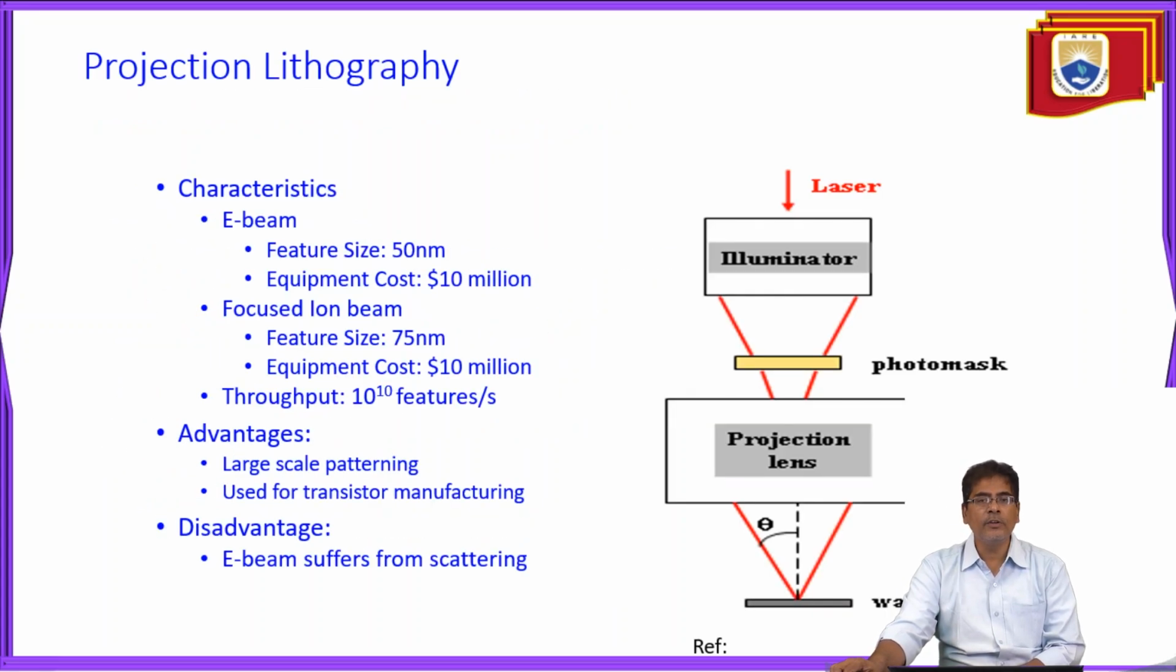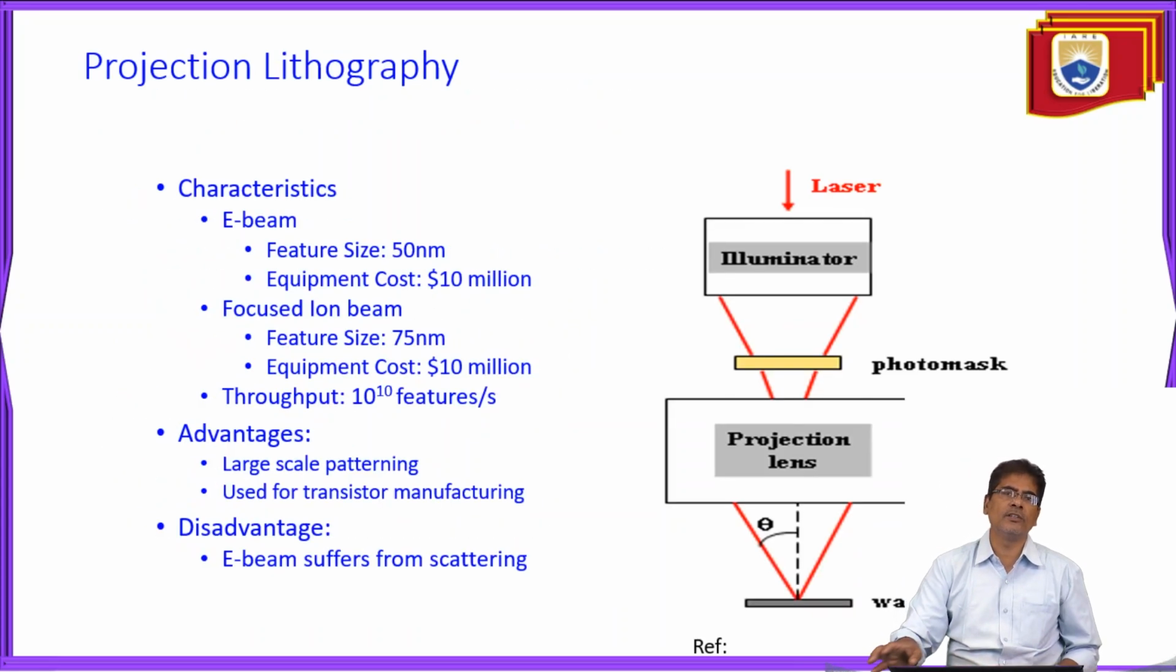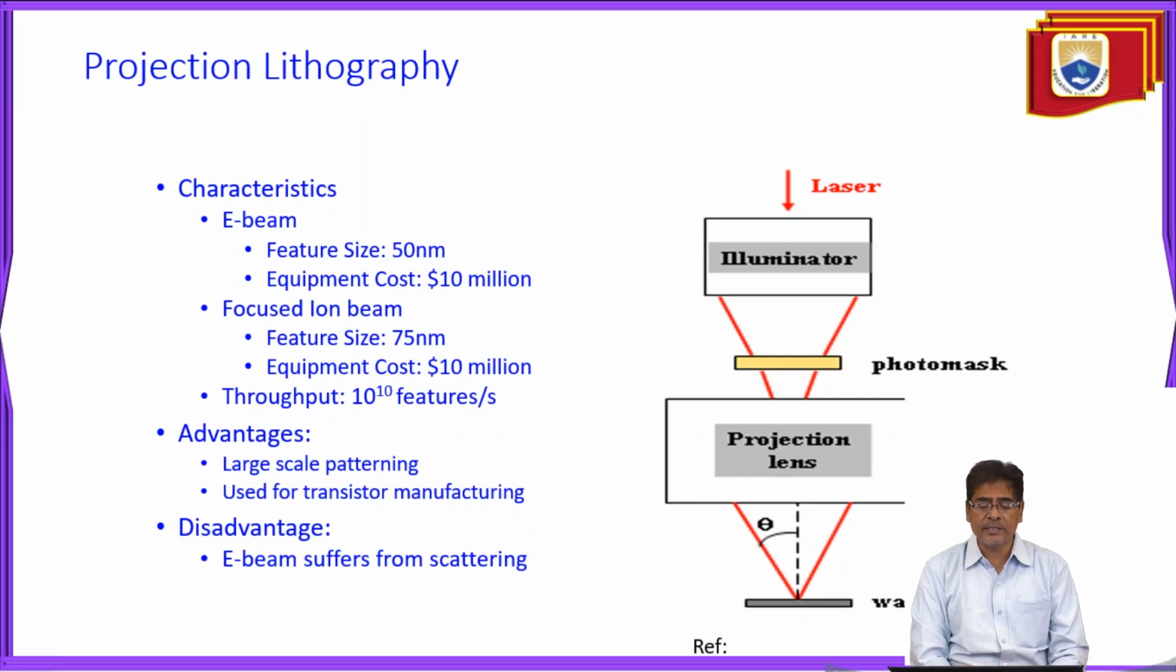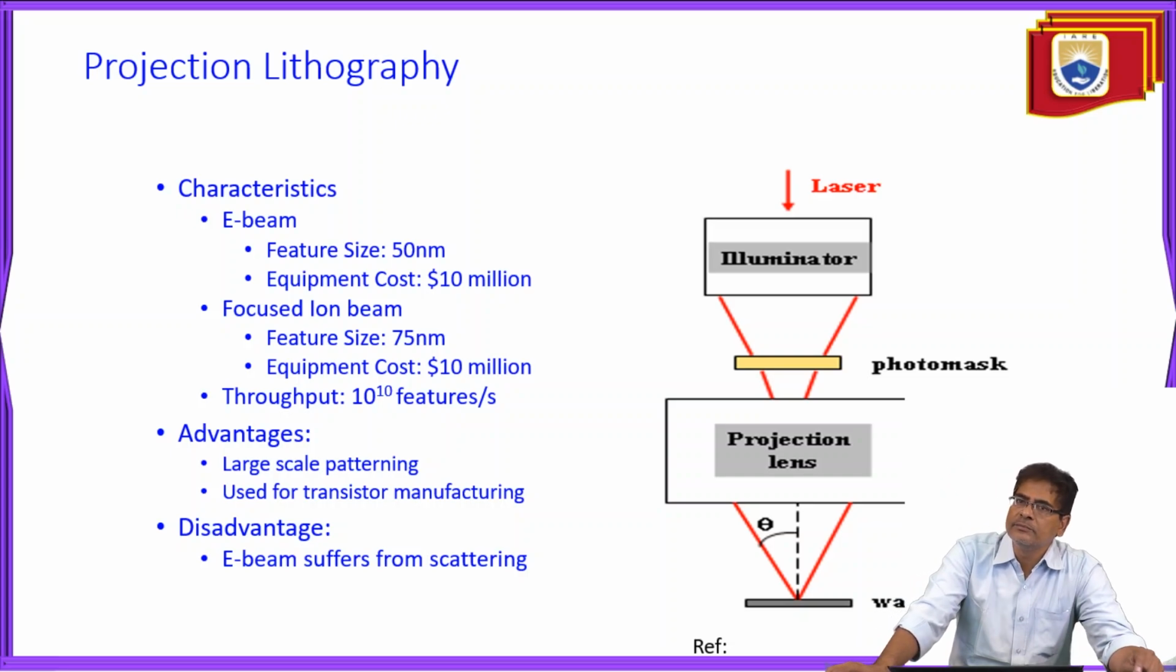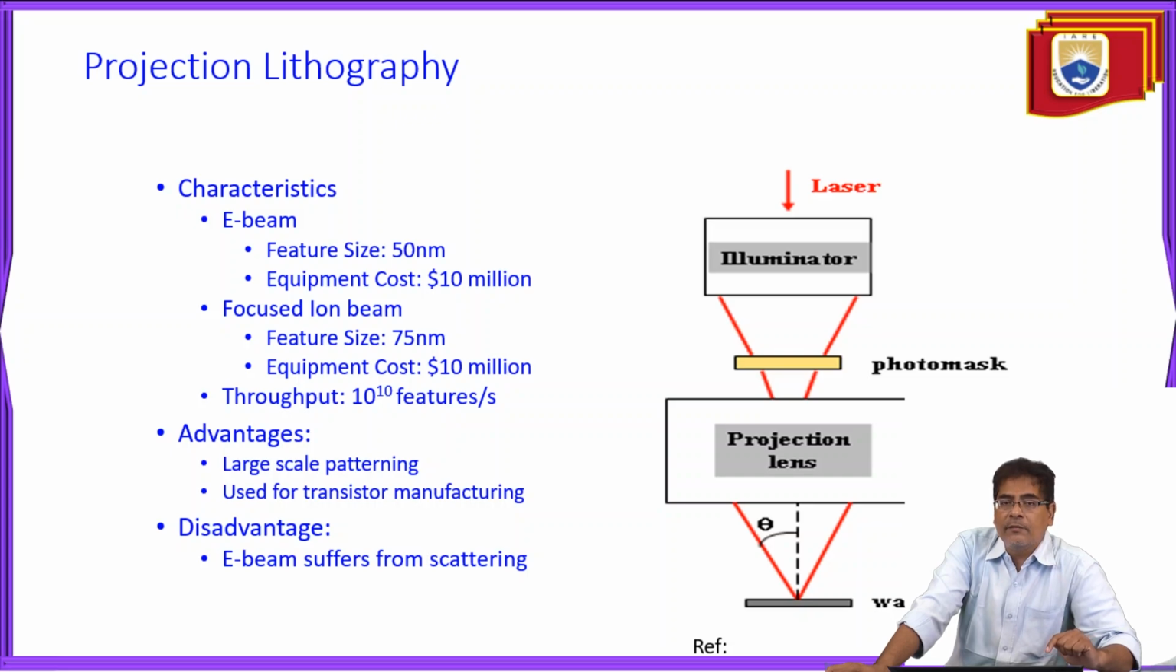If we come to projection lithography, we have some characteristics. E-beam has a feature size of around 50 nanometers, and equipment cost is around 10 million. Focused ion beam has a feature size of around 75 nanometers, equipment cost around 10 million, and throughput of 10 to the power 10 features per second. The advantage is large scale patterning used for transistor manufacturing, and the disadvantage is that e-beam suffers from scattering.